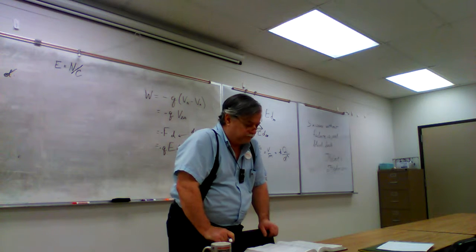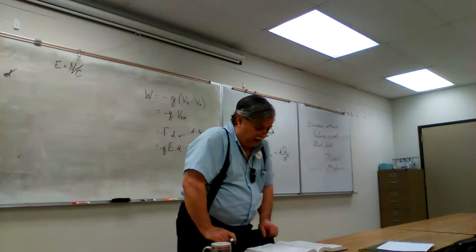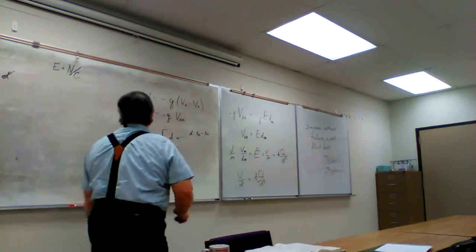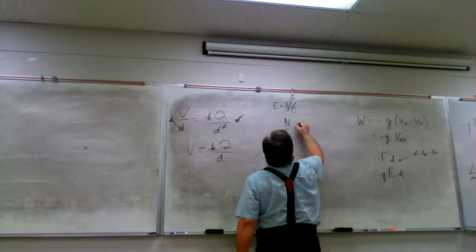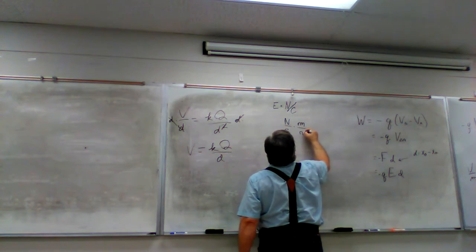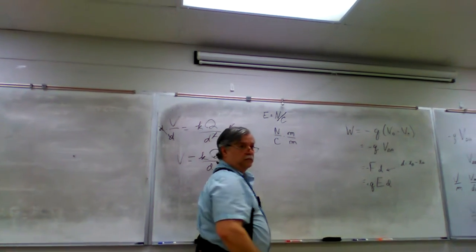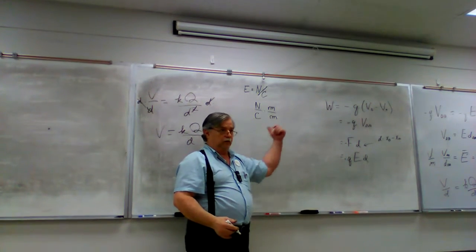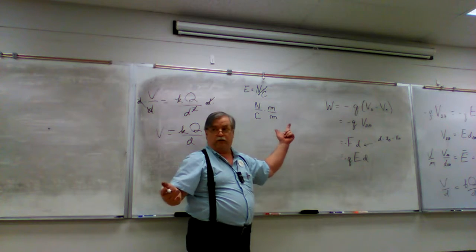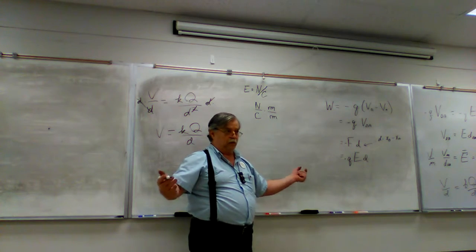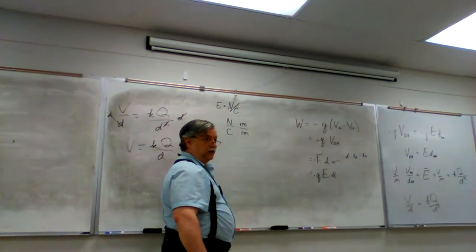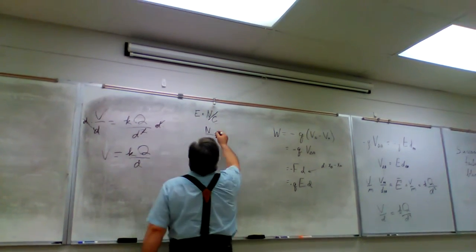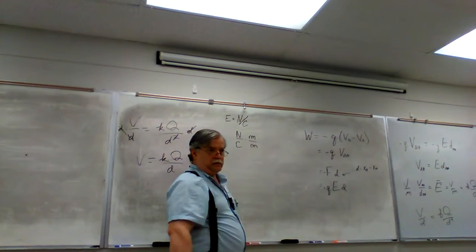Not quite. But we can multiply newtons per Coulomb times meters per meter, because a meter over meter is just unity. Anything divided by itself is 1. So if we put meters on top and bottom, we don't really change anything. But we end up with newton meters.